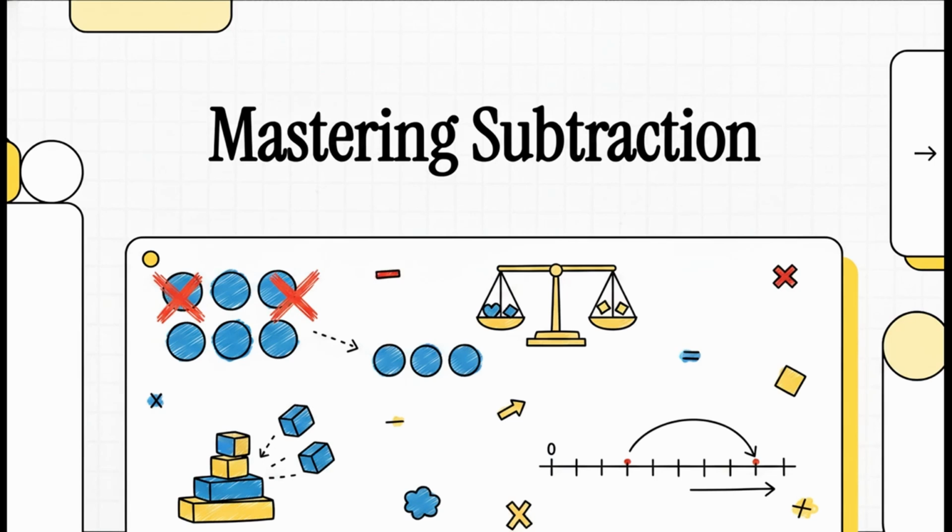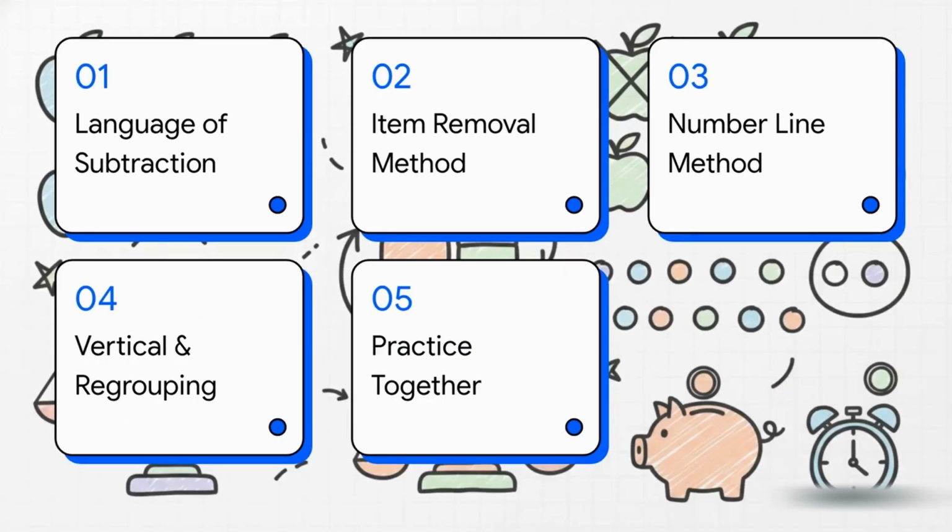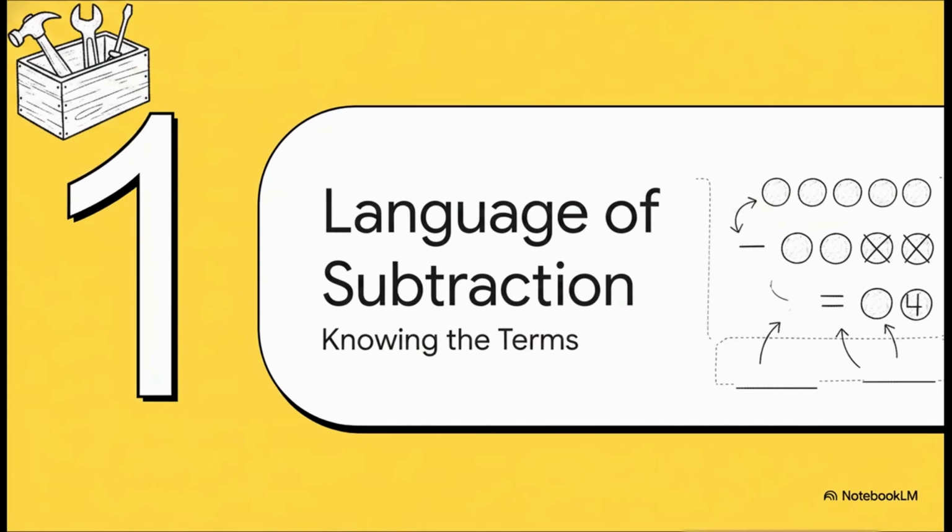We're going to use clear, real-world visual examples so you can see exactly how these numbers behave. So take a deep breath, get comfortable, and let's master this whole shebang together. To keep things completely stress-free, here is our roadmap for today. We'll start with the language of subtraction, move into the item removal method, jump into the number line method, tackle vertical subtraction and regrouping, and then we'll wrap up by practicing together. Knowing what's coming is half the battle, right? Okay, let's dive right in.